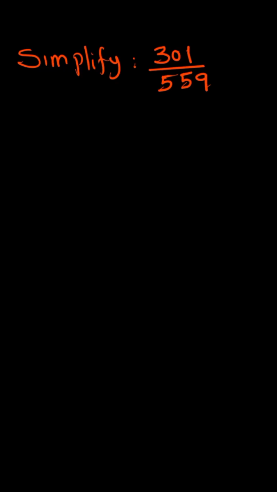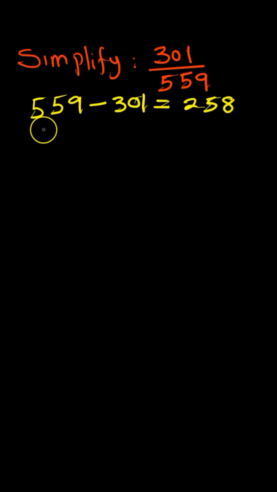Here we have 559 minus 301, and the answer is 258. We'll now subtract the smaller number from the larger number. We'll continue our subtraction.